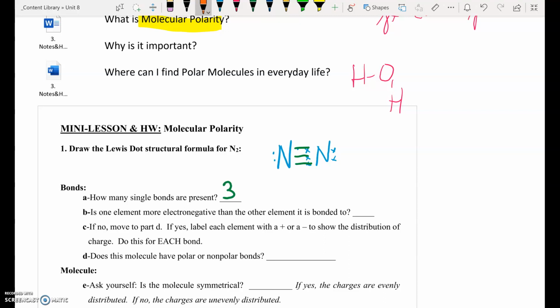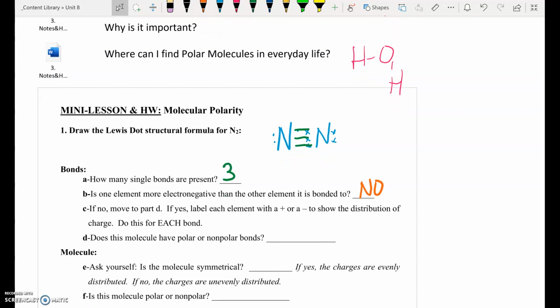Is one element more electronegative than the other? No, they're both the same element, so they have the same electronegativity. So the answer to that is no. It says if no, move to part D. If yes, then you have to determine whether or not something is going to be slightly positive or slightly negative. So we're going to skip that and go on to D.